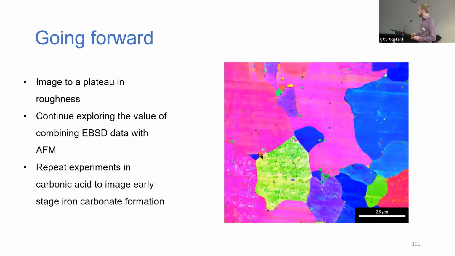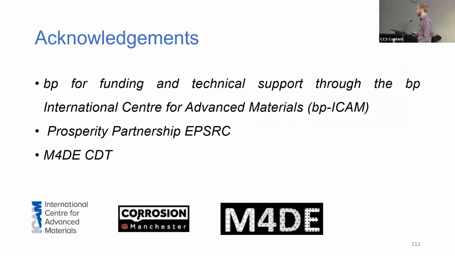So going forward, we want to try and do that thing where we image till we get a plateau in the roughness that we believe is going to happen. And then we also want to carry on exploring the orientation data from EBSD. I've got the orientation map from the same EBSD in which we distinguished the cementite and the ferrite. So we also are going to repeat these experiments in carbonic acid, and this is to image early stage formation of iron carbonate scales.